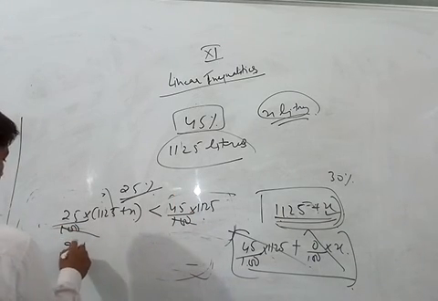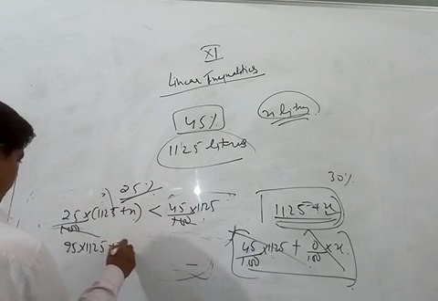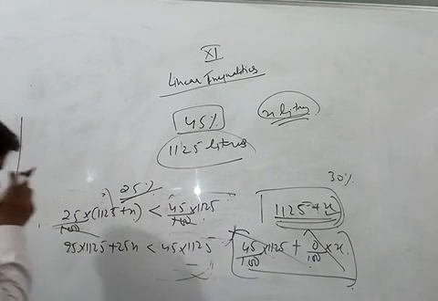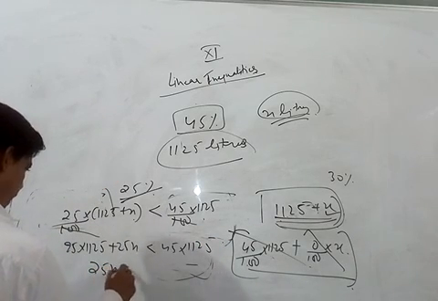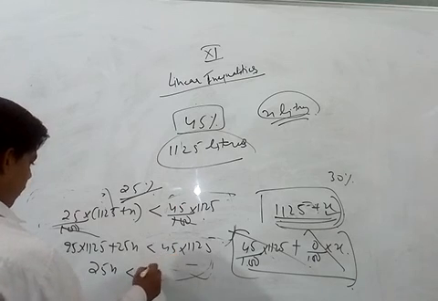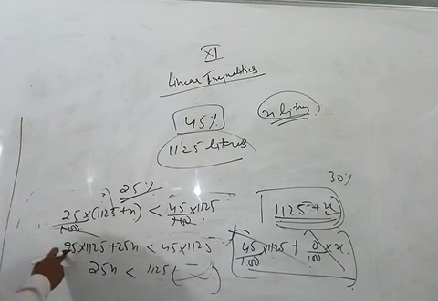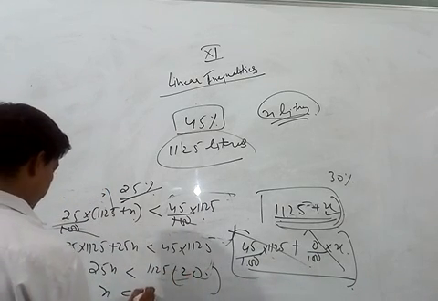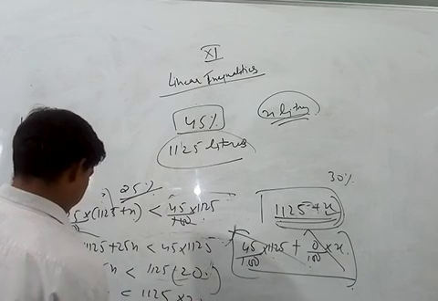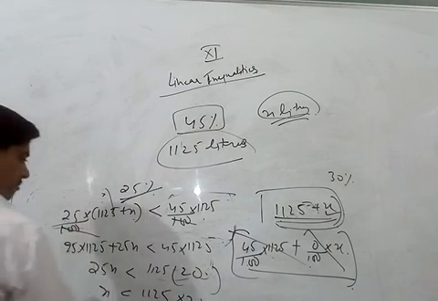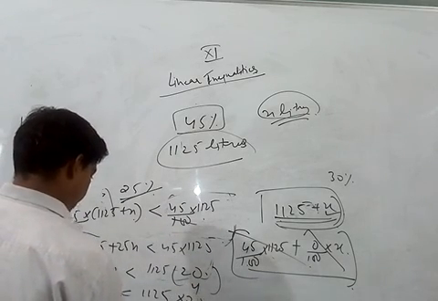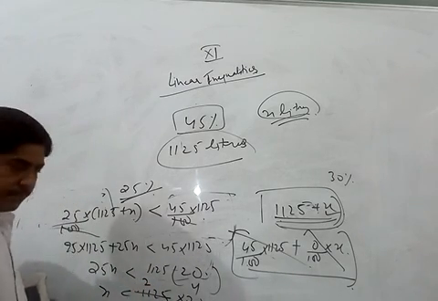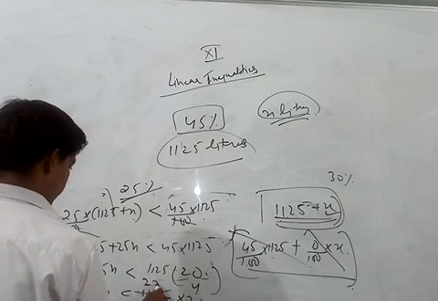So we are getting 25 into 1125 plus 25x is less than 45 into 1125. And now we can solve this. 25x is less than, यहाँ पर ये 1125 कॉमन आ गया, 45 minus 25 which is 20. So x is less than 1125 into 20 upon 25. 5 से कैंसिल करो. 5 4 the 5, 5 5 the 25, 5 to the 10, and 5 to the 10 again 5 to 100.